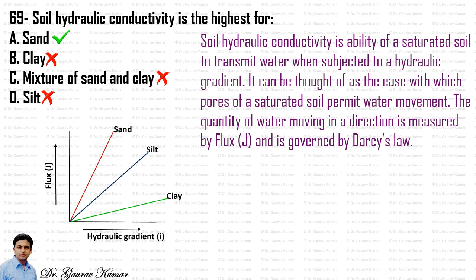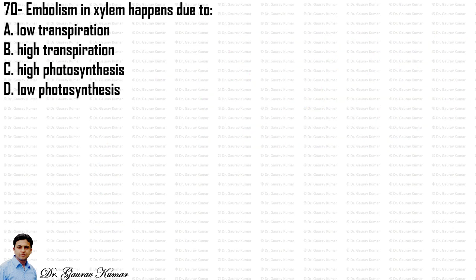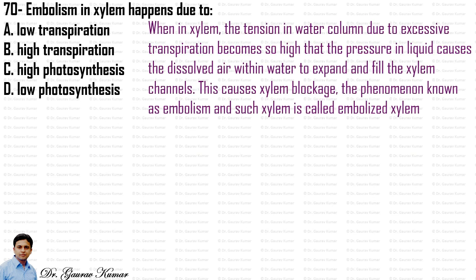Next question, embolism in xylem happens due to. When the tension in the water column in xylem due to excessive transpiration becomes so high, the pressure in the liquid causes the dissolved air within the water to expand and fill the xylem channels. This causes xylem blockage, the phenomenon known as embolism, and such xylem is called embolized xylem. Since it occurs due to the tension created by excessive transpiration, the answer will be high transpiration, that is B.